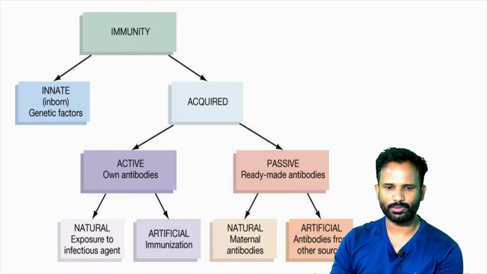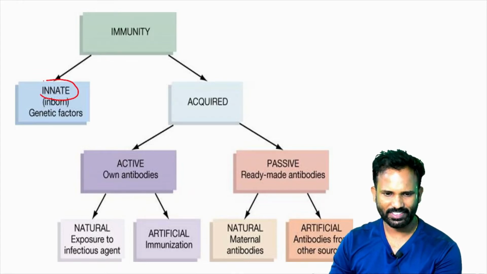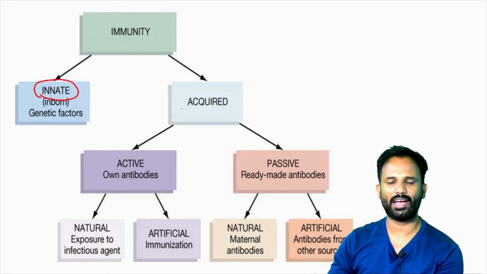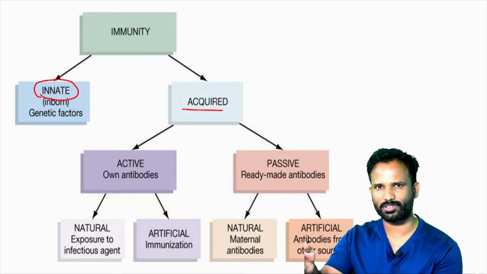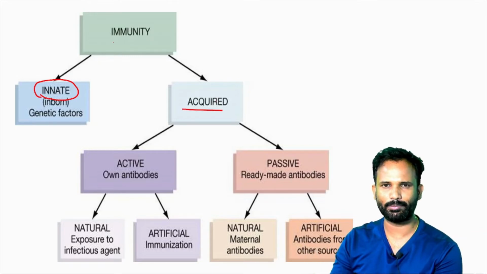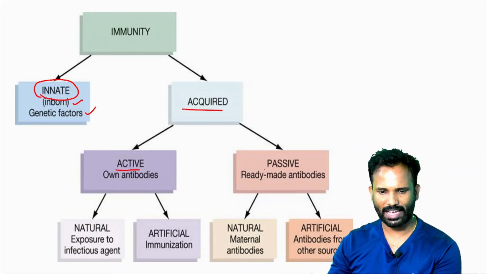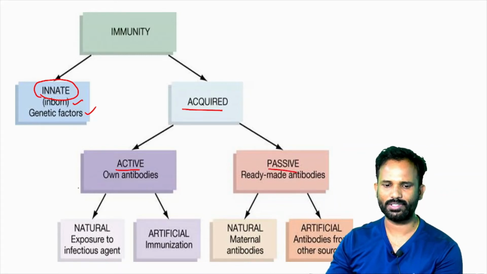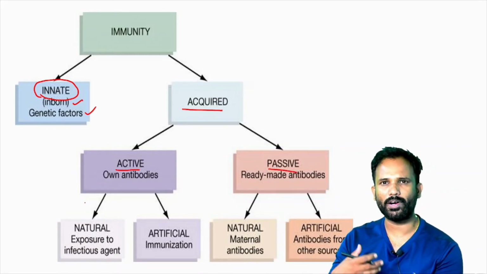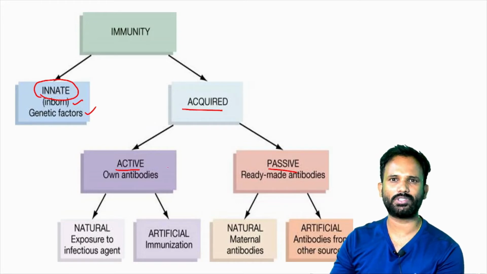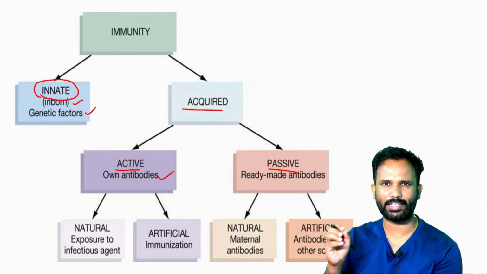So immunity can be by birth. We call that innate immunity, and it can be acquired in the process of aging or in the lifetime. So innate is inborn and is dependent on genetics. And acquired immunity is of two types, active and passive. Active immunity in the sense our body is active and producing its antibodies, whereas passive in the sense it is passively receiving the antibodies.